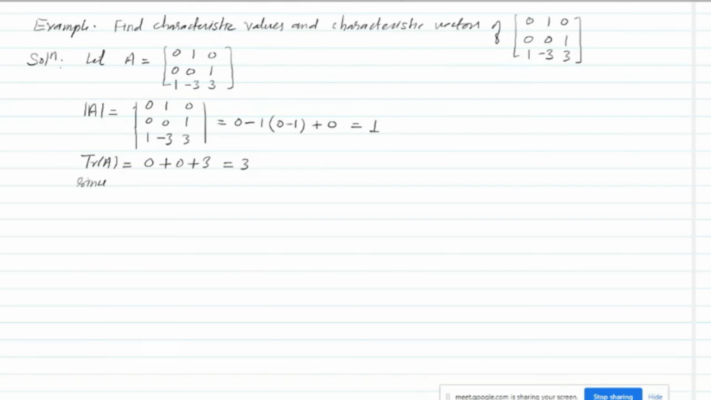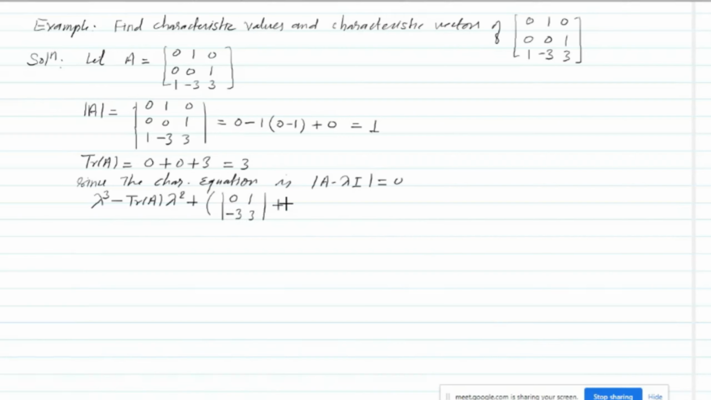Just write down, since the characteristic equation is determinant of A minus lambda I is equal to 0. So therefore we have the equation lambda cube minus trace of matrix A into lambda square, plus sum of minors of diagonal elements. Ignore first column and first row. You will have the minor 0 1, minus 3 3.